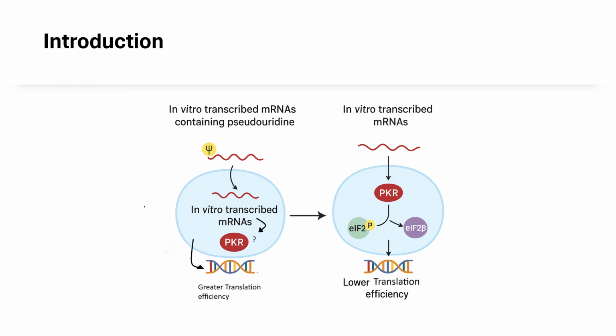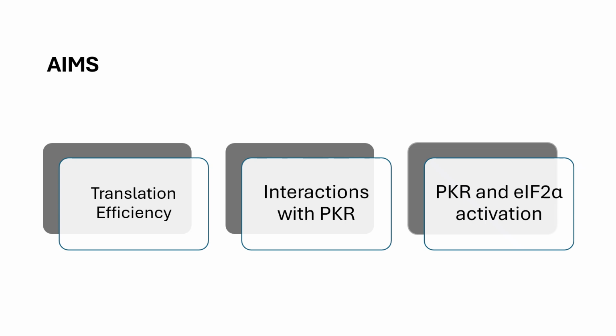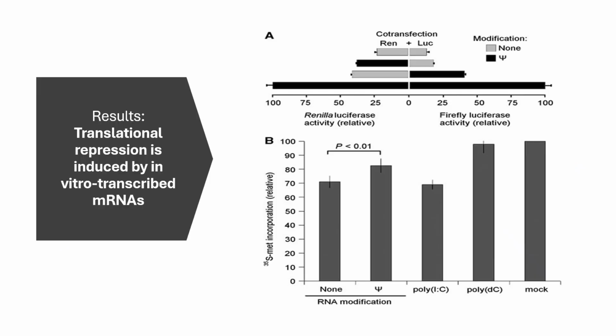In a previous study, Kariko et al. observed that the transfection of pseudouridine-modified mRNAs enhanced translation efficiency, but they did not know how pseudouridine-containing transcripts interacted with PKR. The aims of this paper were to assess the translation efficiency of pseudouridine-modified and unmodified transcripts, investigate how pseudouridine-modified mRNA interacts with PKR, and to determine if pseudouridine-modified mRNAs reduce PKR activation and IF2 alpha phosphorylation.